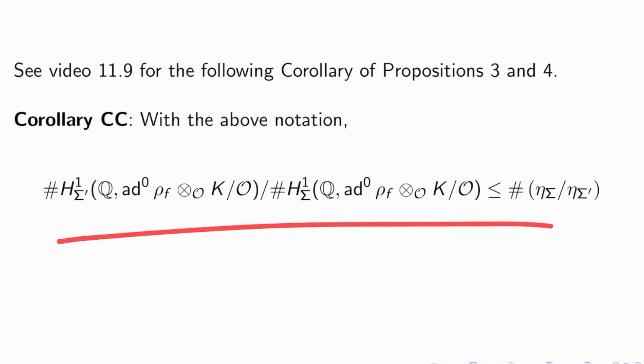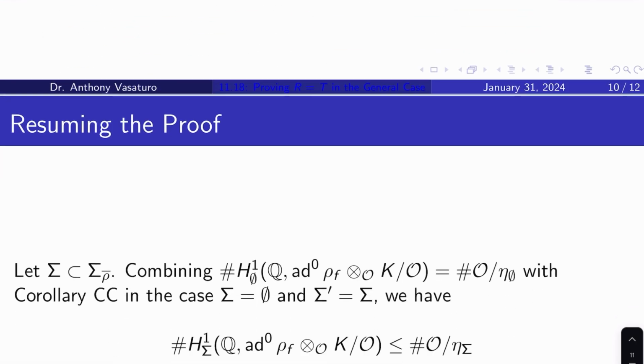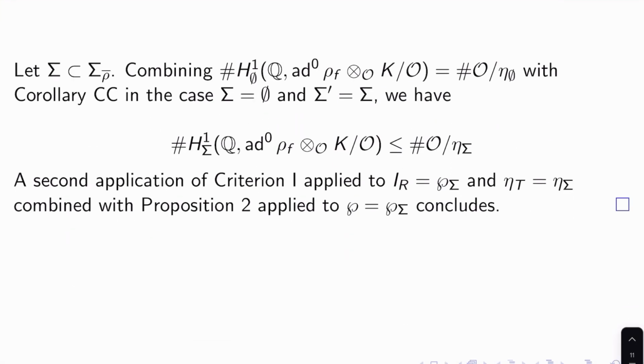If you combine this with this equality that we just discovered, you get the following. So combine that result we just discovered with corollary CC in the case that sigma is the empty set and sigma prime is some given sigma and sigma rho bar. You immediately get the following. You get that the cardinality of H1 sigma Q add 0 rho F tensored up to K mod O is less than or equal to the cardinality of O mod eta sub sigma. Again, just write it out and you'll have it.